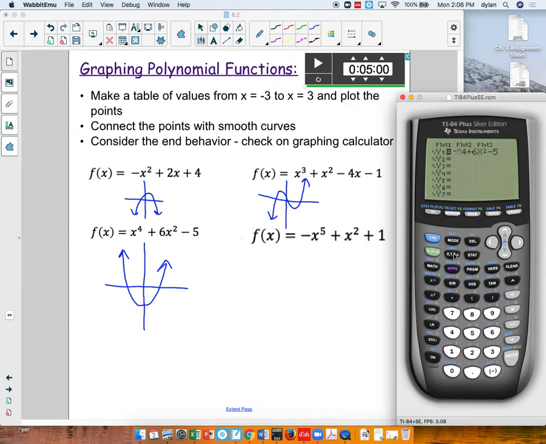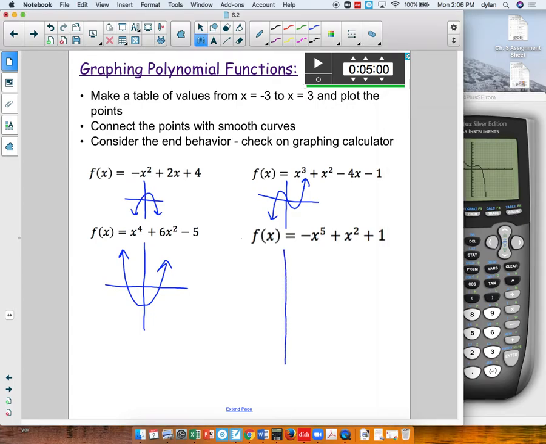And then finally, let's look at the function with an exponent of 5 as well. So we have negative x to the 5th plus x squared plus 1. And I'm going to graph this in the same small window. And if you look at this one, you'll see again that it looks like the cubic function. It's not exactly like the cubic function, but it is certainly quite similar.